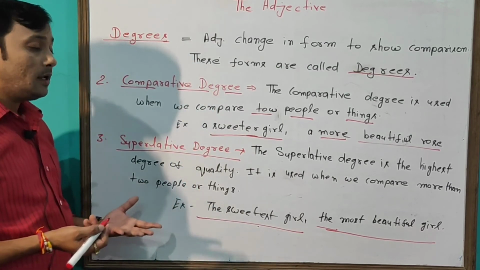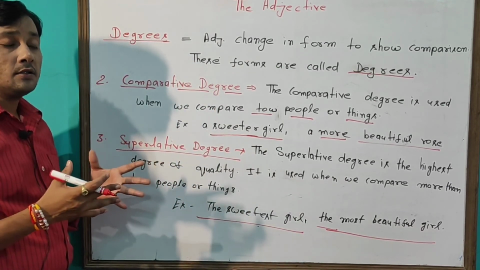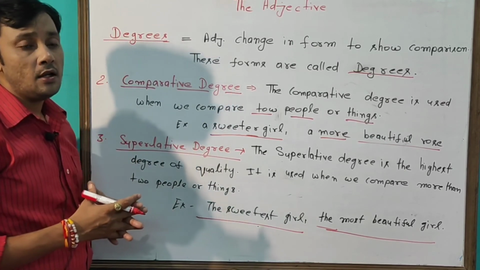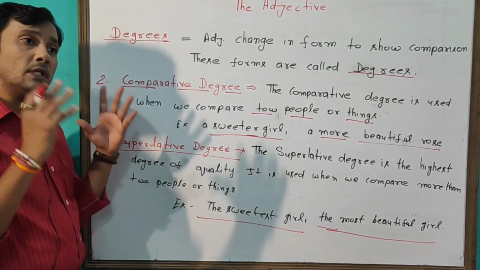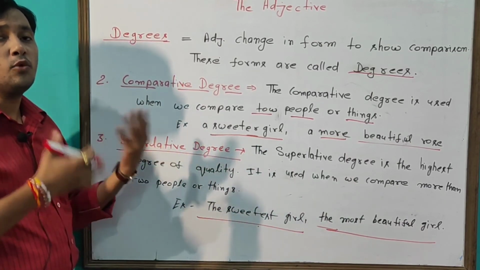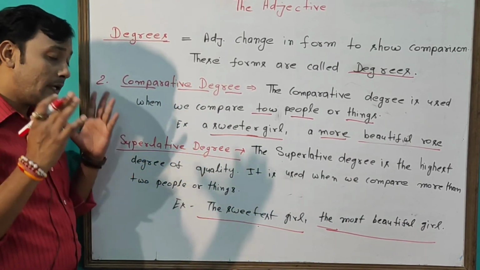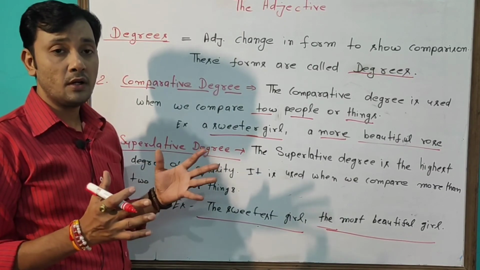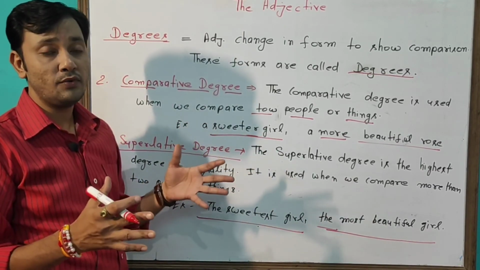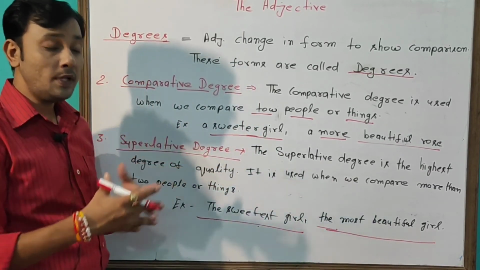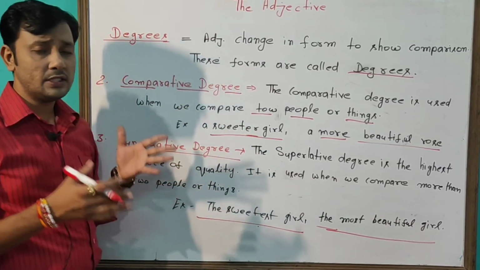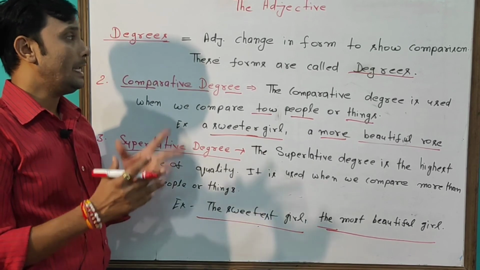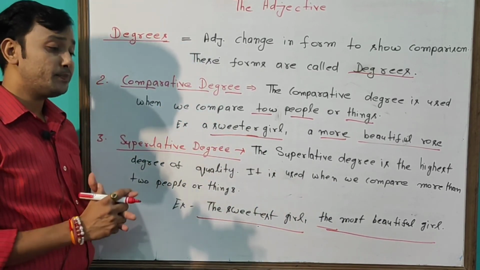So, Sunita is the sweetest girl among all the girls in the group. In a group where the girls are more than two and we are doing the comparison among more than two people, that time we use the superlative degree. So that's all about degrees, a very simple topic, and it is part of the adjective.